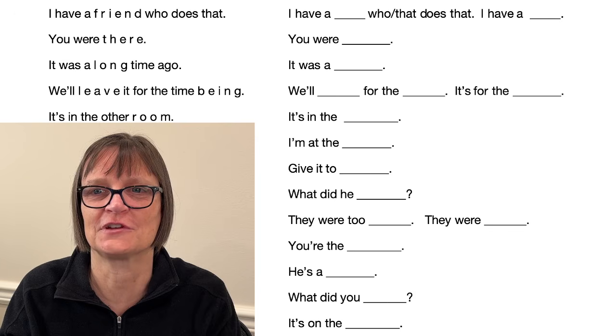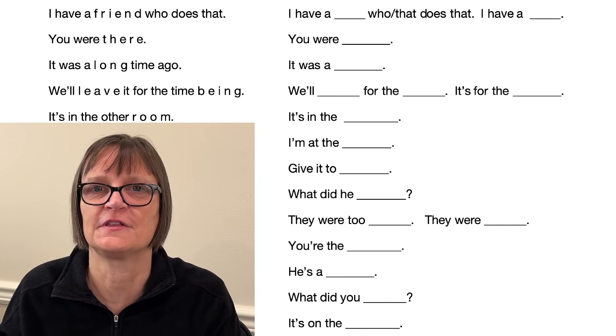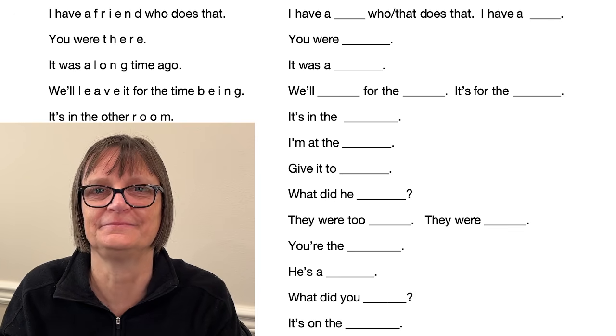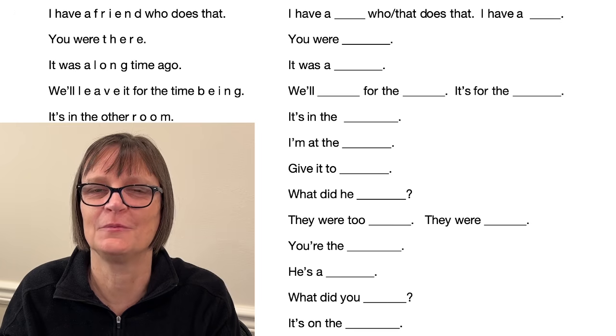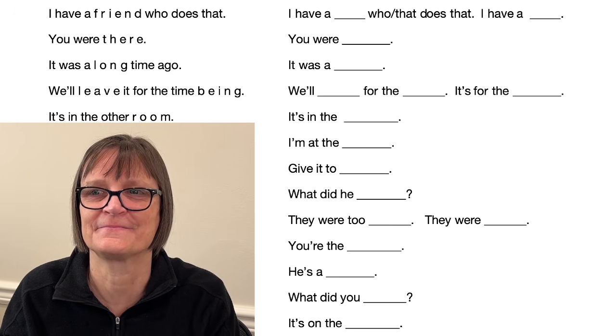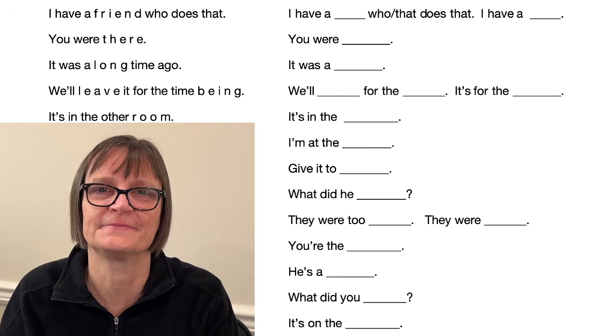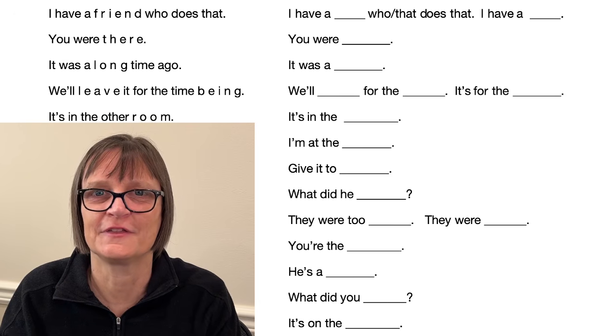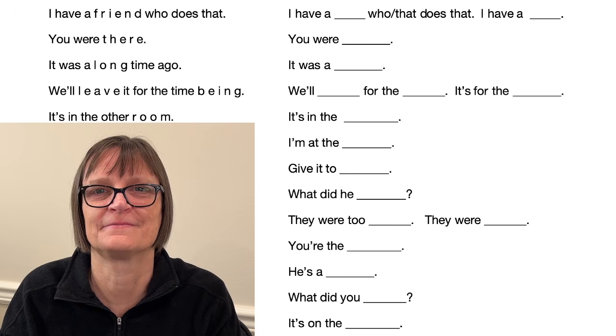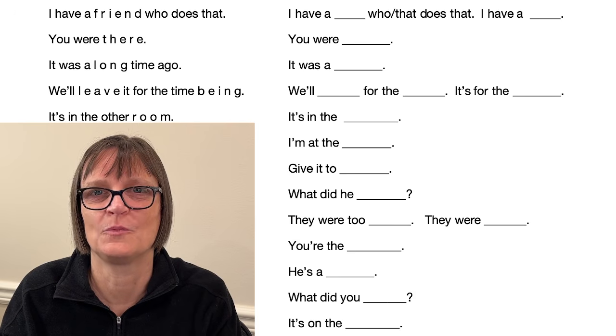Notice how we have two stretched words here. We'll leave it for the time being. Repeat after me. We'll leave it for the time being. Try that with, we'll leave it for the kids. We'll leave it for the next shift. We'll leave it to the doctor. We'll leave it for the morning.